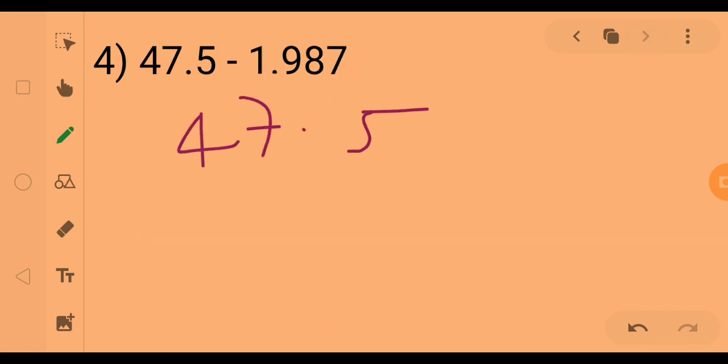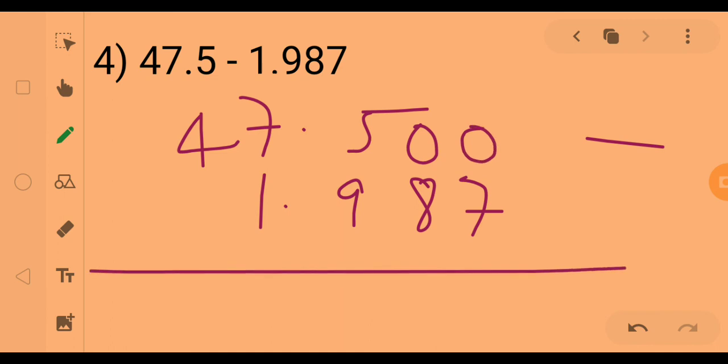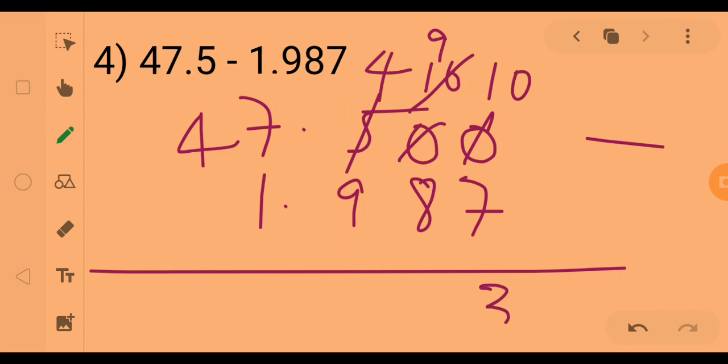47.5 minus 1.987. The second number has 3 decimal places but the first number has only 1. So let us give the first number also 3 decimal places, that is after 5, 2 zeros. Now we subtract. From 5, 1 is borrowed, this becomes 4, next place becomes 10. From this 10, 1 is borrowed, 10 becomes 9, next place becomes 10. 7 from 10 difference is 3.